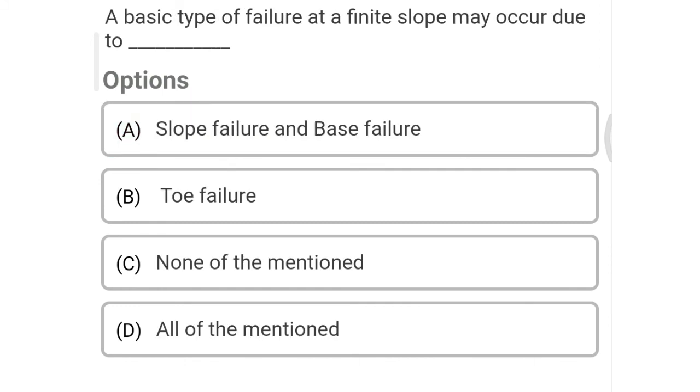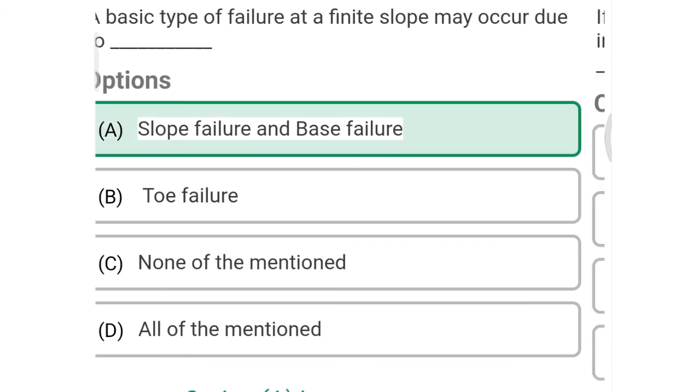So next question, a basic type of failure at finite slope may occur due to option A slope failure and base failure, option B toe failure, option C none of mention, option D all of mention. So the correct answer is option A slope failure and base failure.